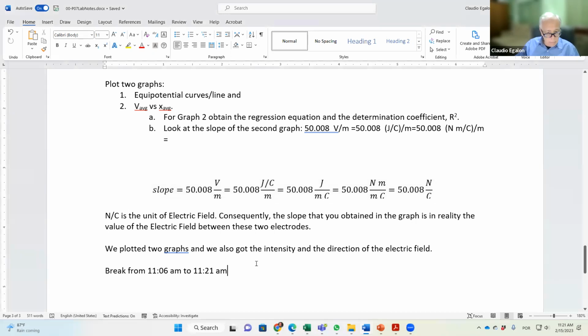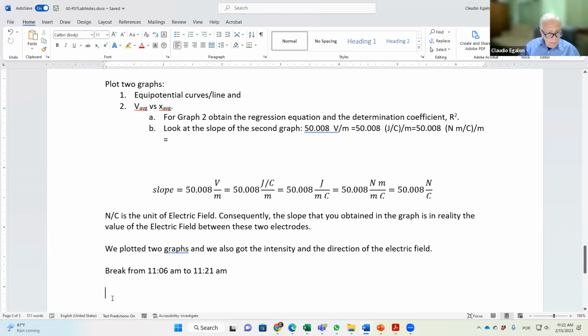Okay, so we plotted the two graphs, and we also got the intensity and the direction of the electric field. Such a simple experiment with a device like that, we can use to find the electric fields of different charge distributions.